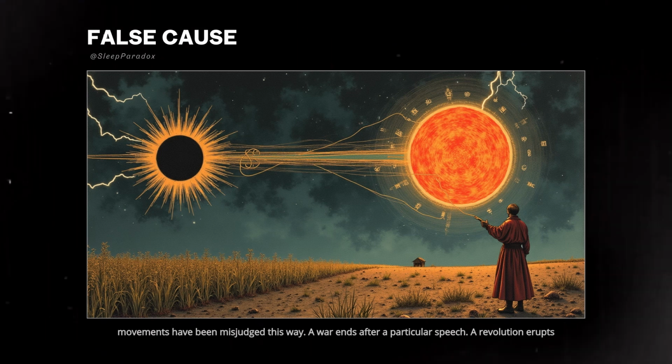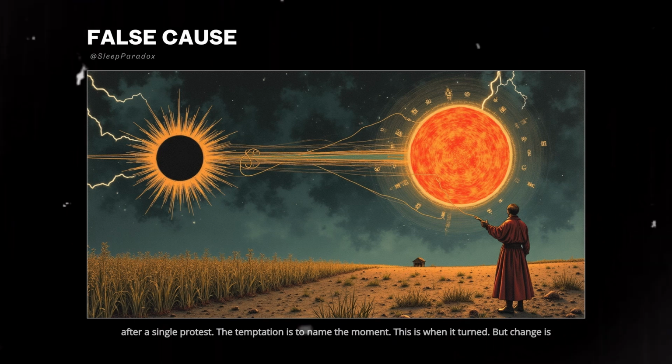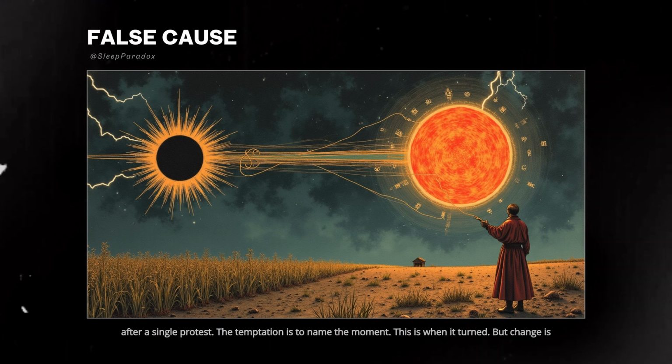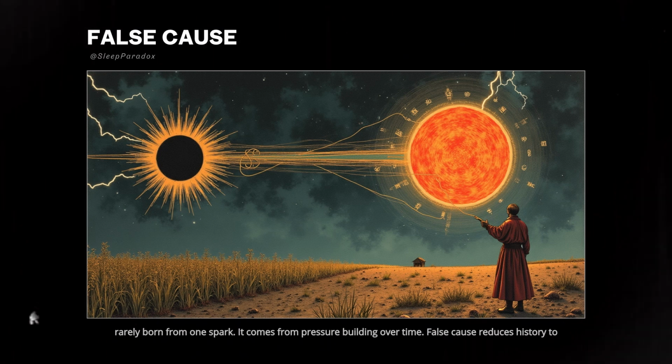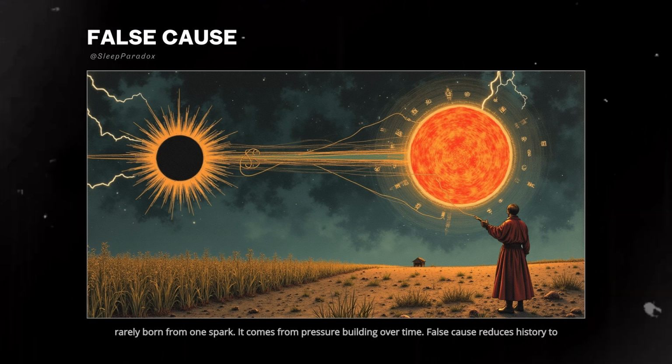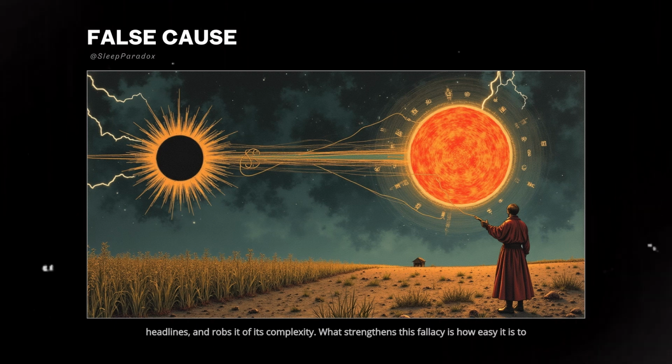In history, entire movements have been misjudged this way. A war ends after a particular speech. A revolution erupts after a single protest. The temptation is to name the moment. This is when it turned. But change is rarely born from one spark. It comes from pressure building over time. False cause reduces history to headlines and robs it of its complexity.